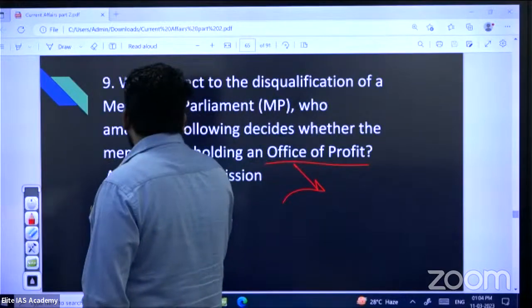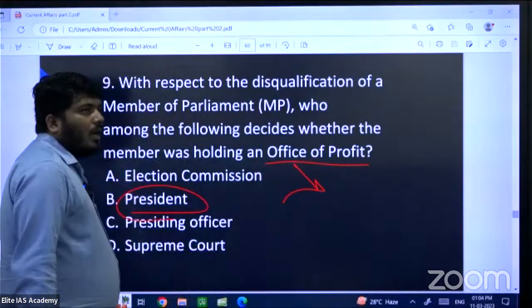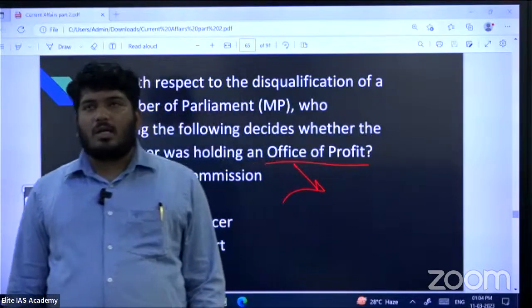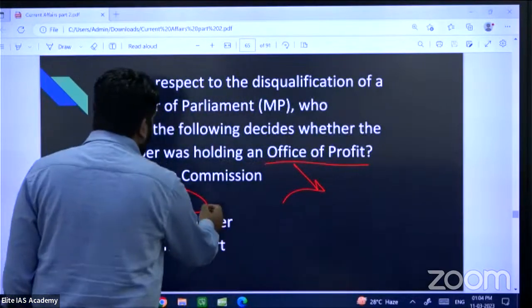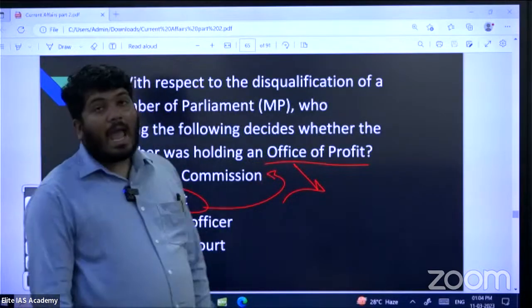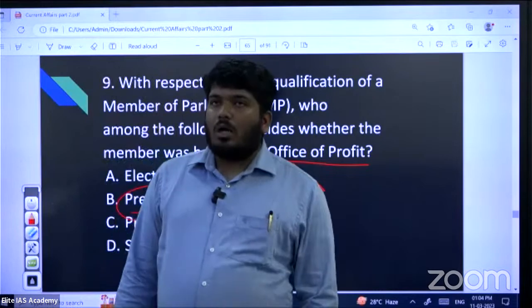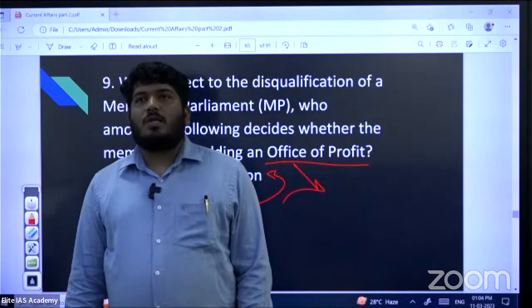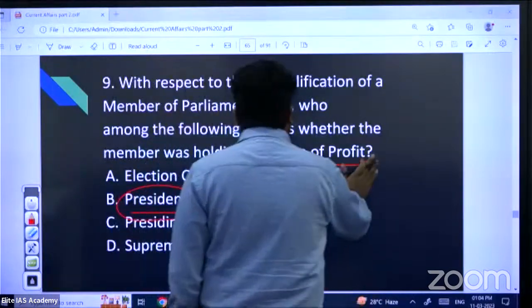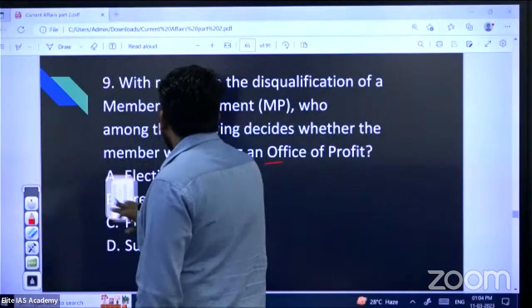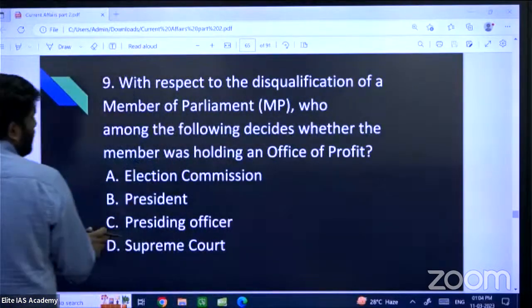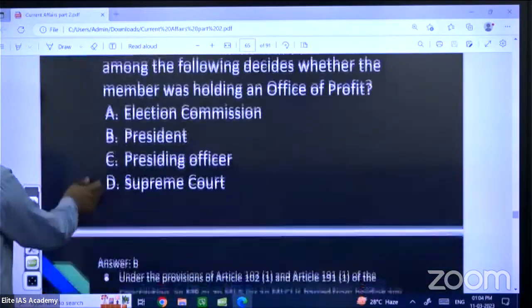So who takes the decision? Decision is taken by the President. Does he take the decision on his own? No, he consults the Election Commission. He takes the suggestion, or you can say the instruction, of the Election Commission, which in this case is binding on the President. Whatever the Election Commission advises the President, the President has to follow that. So that means the decision-making authority is the President, but advised by the Election Commission.